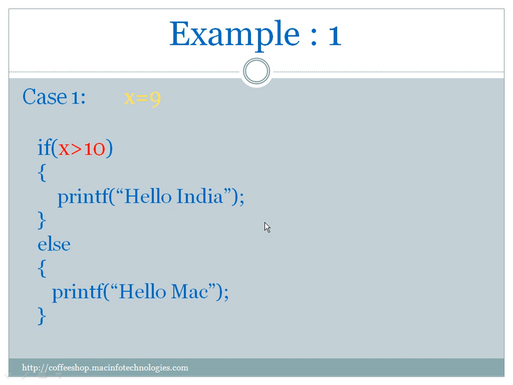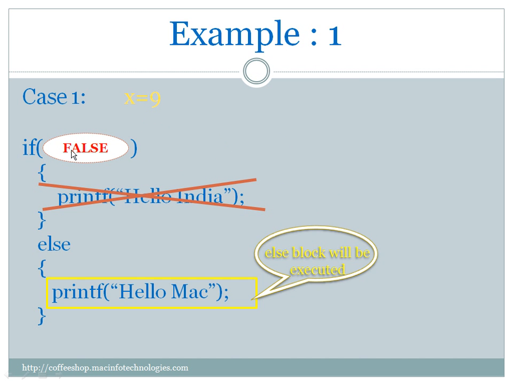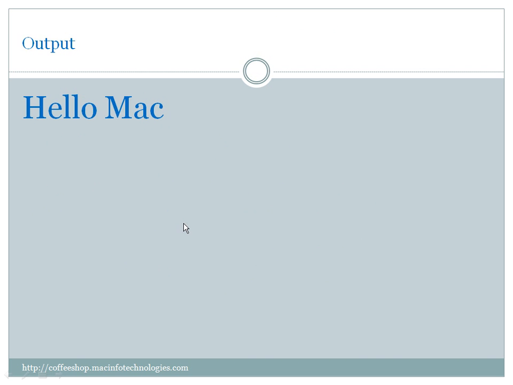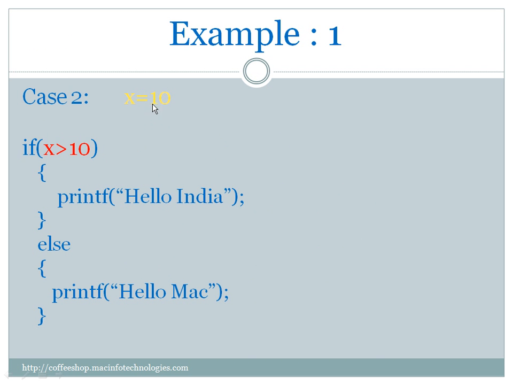So we'll see the first example. In example 1, the value of x is 9. So the condition is x greater than 10. X is actually 9, so x greater than 10 is false because 9 is not greater than 10. In this case it evaluates to false, the if block is not executed and the else block is executed. We get the output hello Mac.